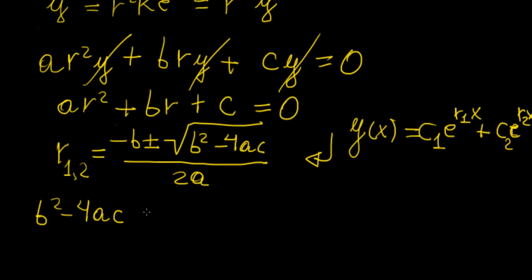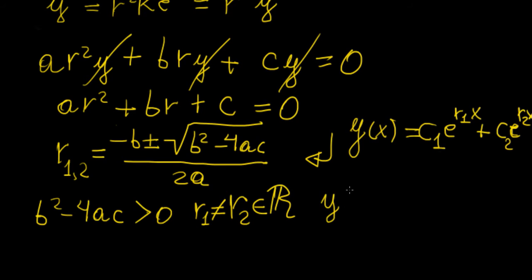So if we have this discriminant greater than 0, then that means that r1 is distinct from r2, and they're both real, so they both belong to the real numbers. And then our solution is simply going to be written as c1 e to the r1x plus c2 e to the r2x.